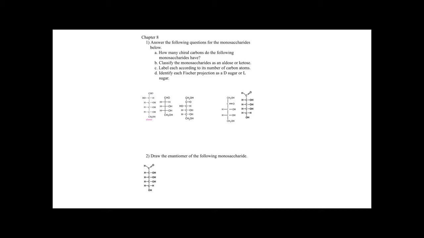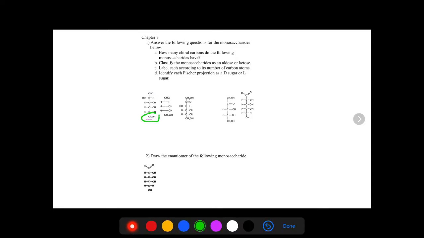In our Chapter 8 worksheet, the first question is, how many chiral carbons do the following monosaccharides have? If you'll remember, chiral carbons have 4 different things attached to them. So you can't have, for example, at the bottom of this one here, it has 2 hydrogen and OH and then a carbon attached to it. So that would not be a chiral carbon. But all these in the middle would be considered a chiral carbon.